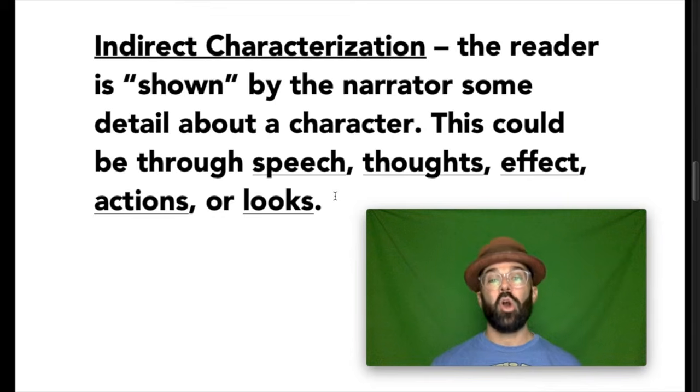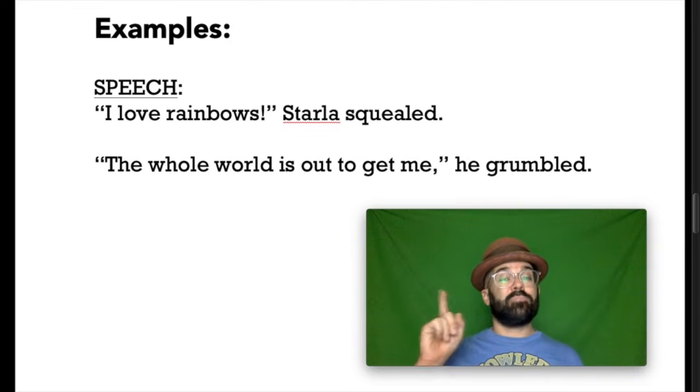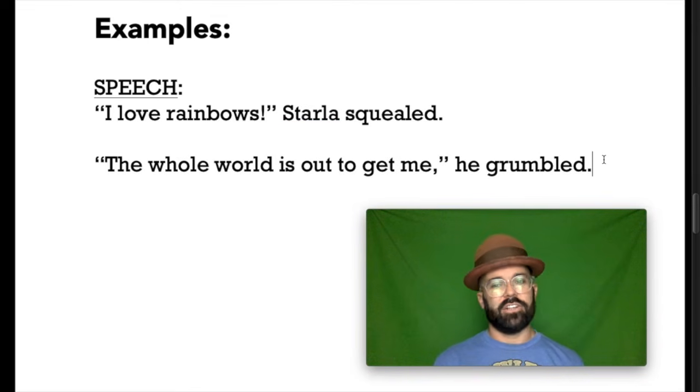the reader is shown by the narrator some detail about the character. This could be through speech, thoughts, effect, actions, or looks. And we'll take a look at some examples of each of those different types. But basically, instead of the narrator just telling you, the narrator shows you some details about the character. Let's take a look at some examples. We'll start with speech. "I love rainbows," Starla squealed. It's a very short little sentence, but "I love rainbows" with that exclamation point and the fact that Starla squealed it, right? We are shown through some speech something about that character Starla. We have a slightly better understanding of Starla now.